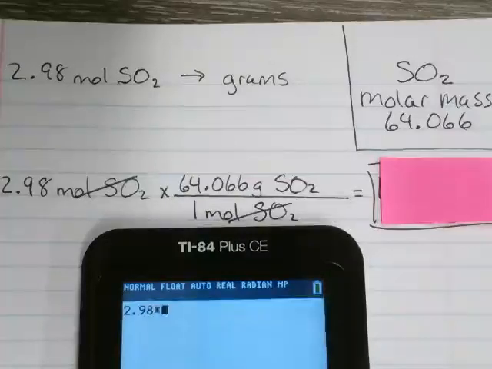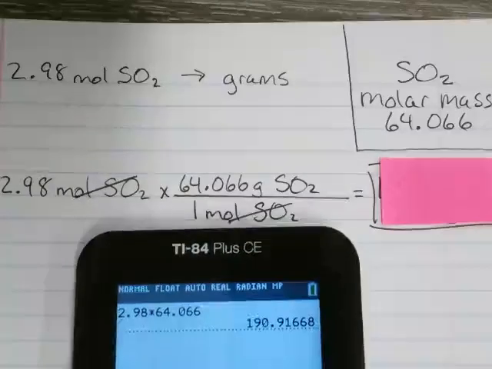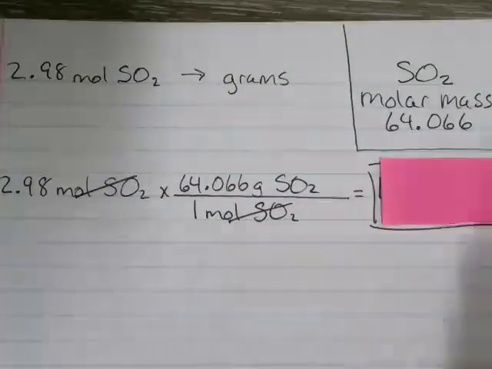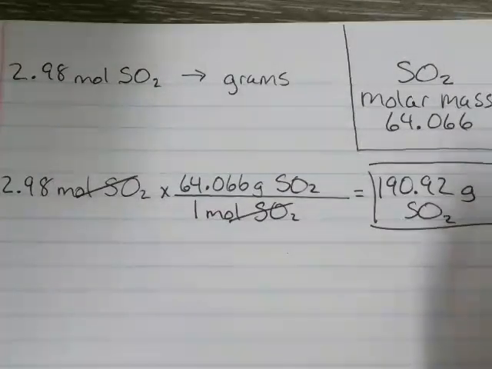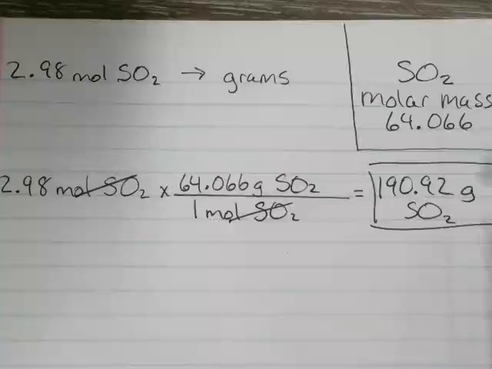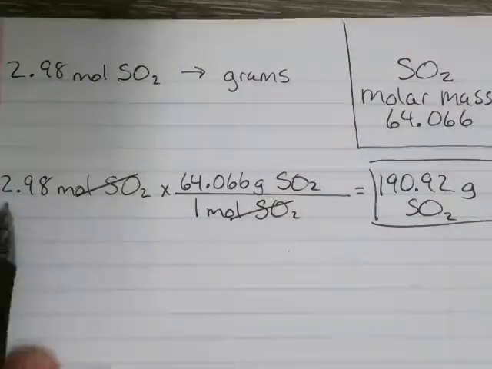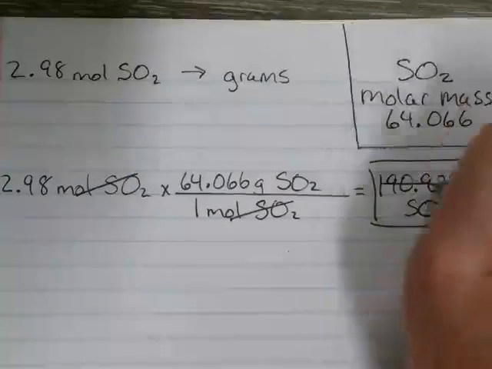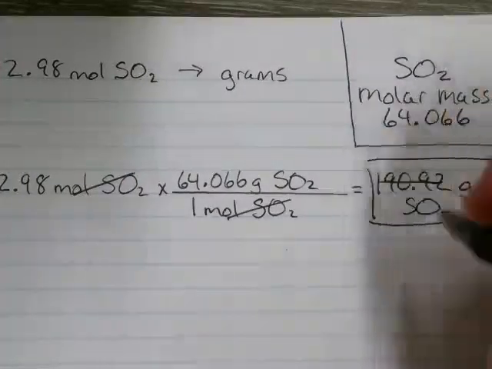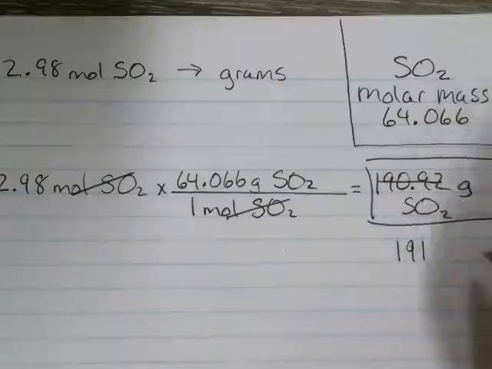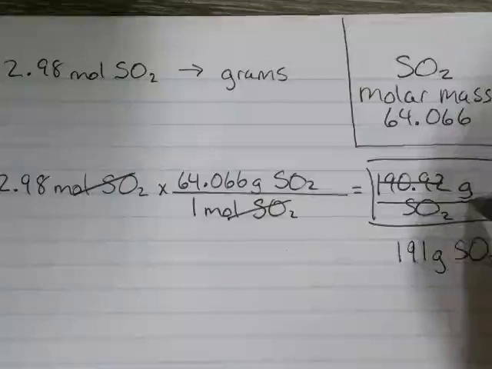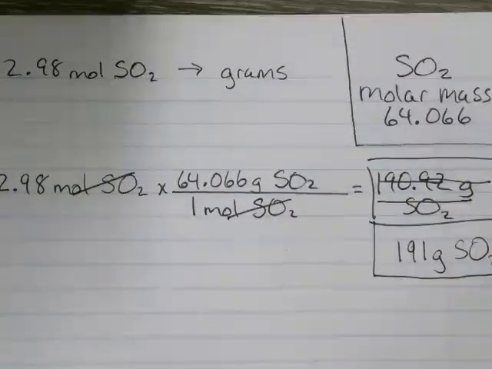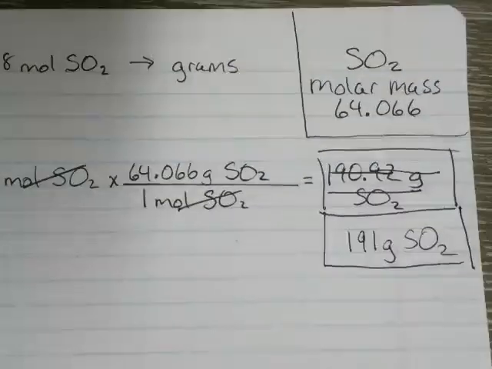So 2.98 times 64.066, that's going to give us 190.91668. So this is what you end up with, but we actually need to round to 3 sig figs. So that instead would be 191 grams of SO2. So this is your answer right here.